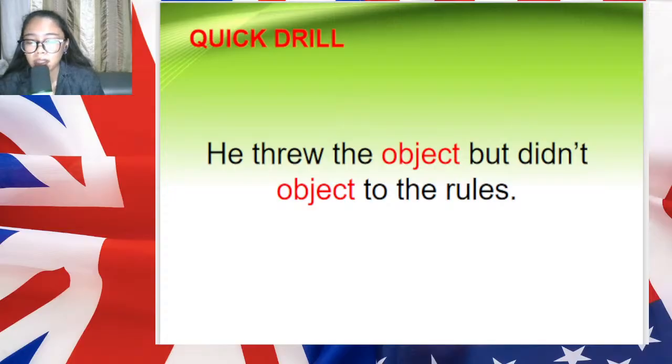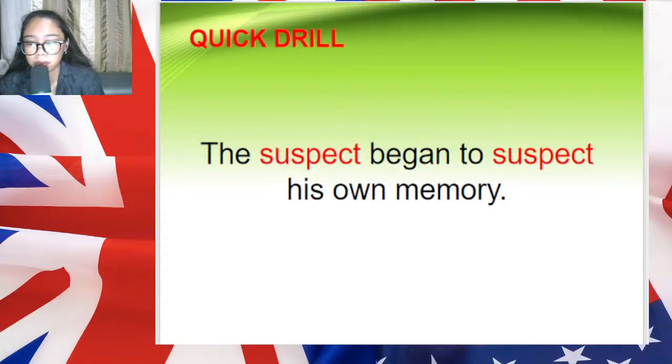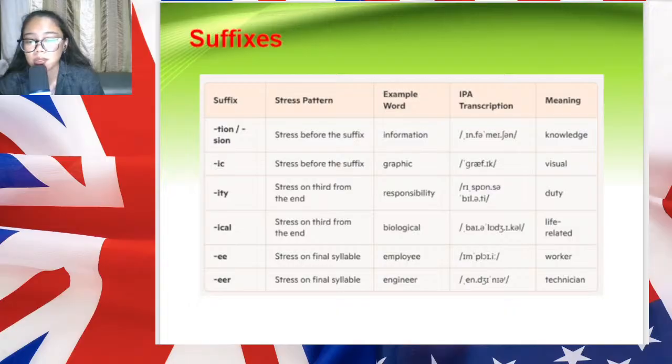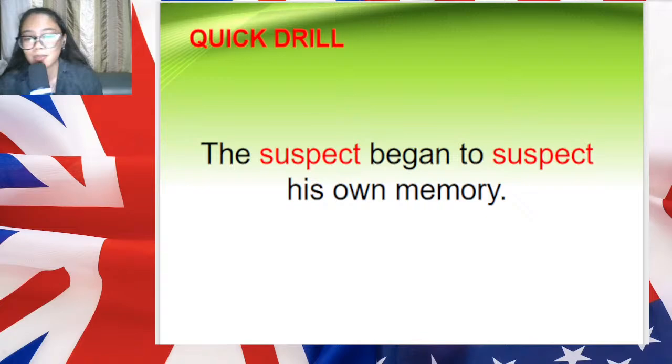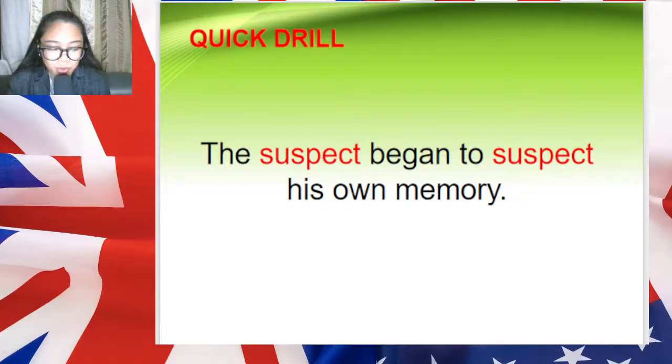This one. He threw the object but didn't object to the rules. The suspect began to suspect his own memory. That is on this one. Subtle differences between the two depending on where you put the stress in the word. Okay? All right. And I think that's a wrap up for today, everyone. We're going to continue with word stress tomorrow on our last day for the week.